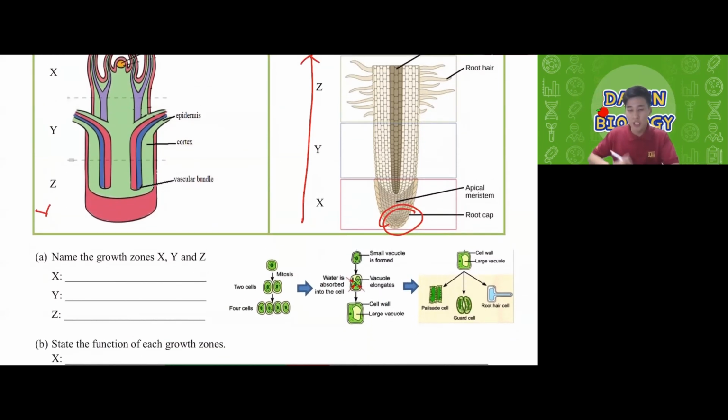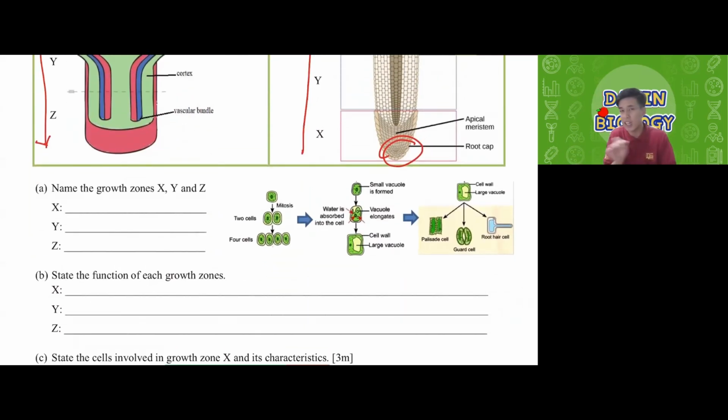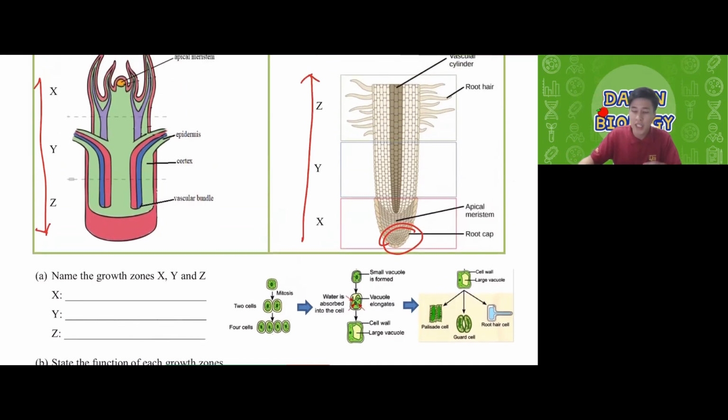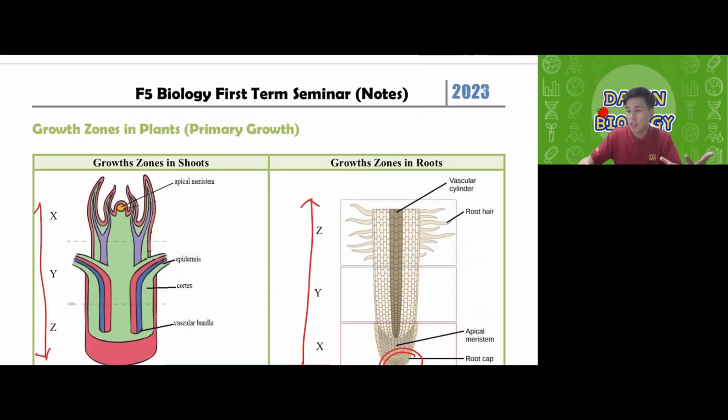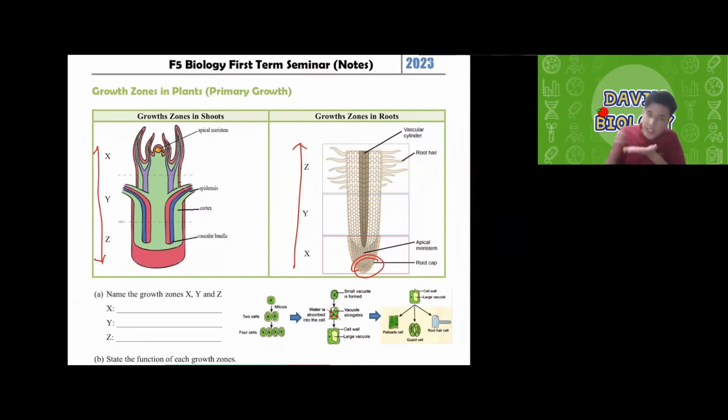First, my notes here, I put them in question form. Instead of me just highlighting everything, we get to write together, so it's easier for us to revise and remember. Number 1, name the growth zones X, Y, Z. Those who just came on, page 4. If you've got the notes already, page 4. If you don't have them, try to write down with me. If you write, only then can you remember. If you just stare at me, you cannot remember anything. If you don't have notes, please write down together.